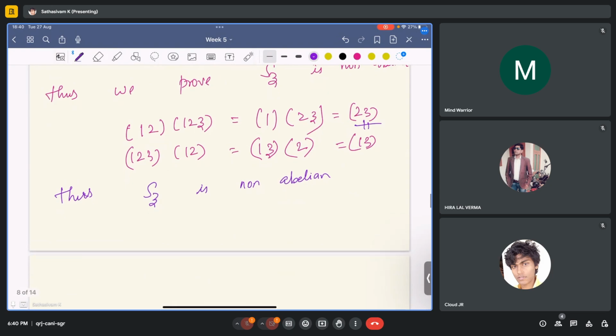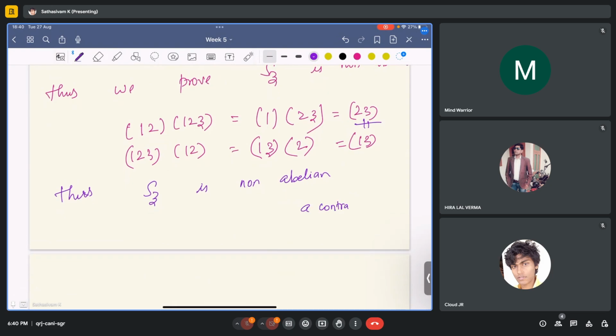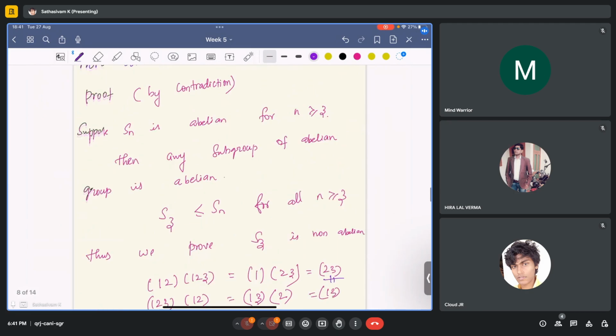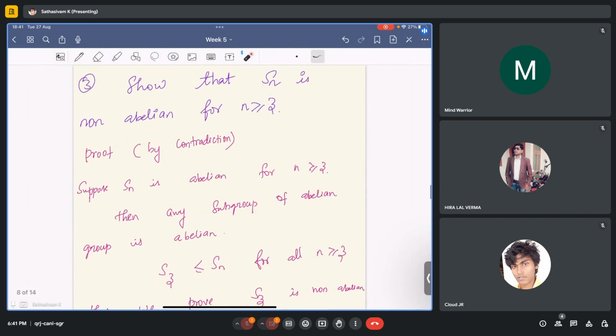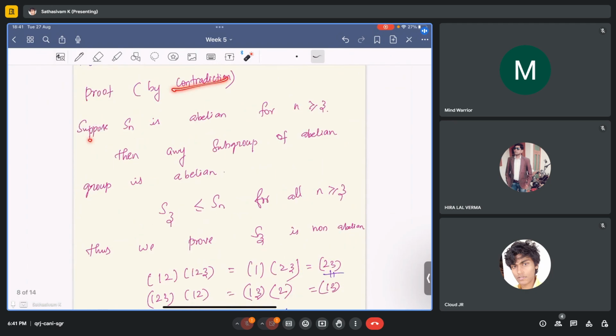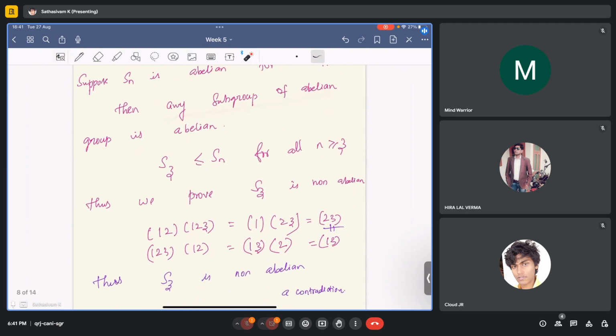So this gives a contradiction. I will just mention the proof method again here. You can go directly also, but I'll write a proof by contradiction; there are many ways you can prove it. If we want to prove that Sn is non-abelian, by contradiction we assume that Sn is abelian. Let's get a contradiction. Then any subgroup of an abelian group is abelian. In particular, S3 is a subgroup of Sn, so S3 has to be abelian.